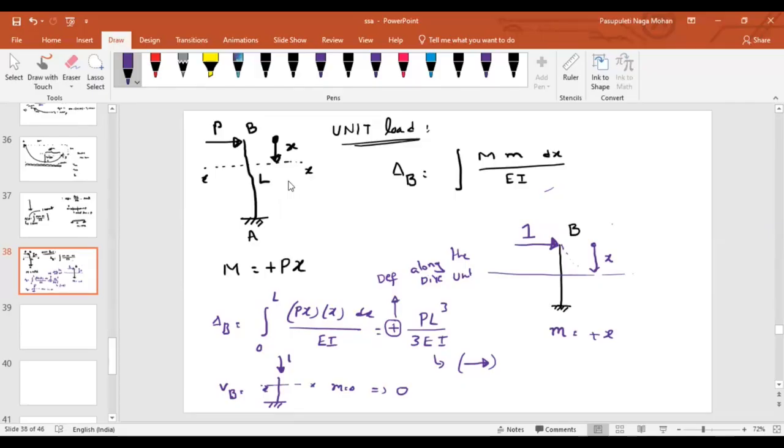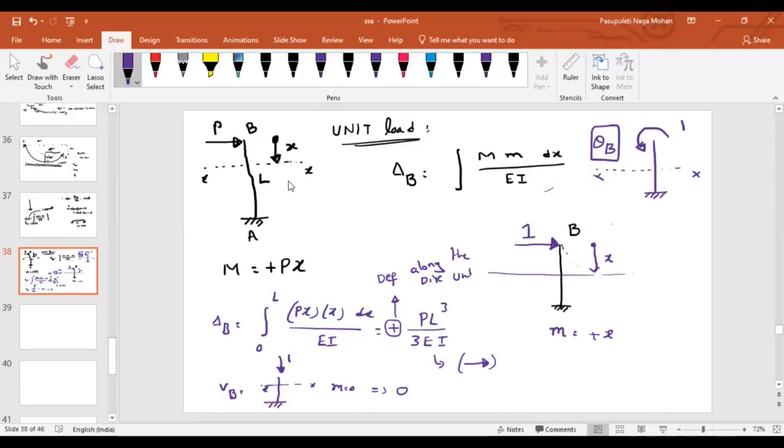Now, what will be my rotation at point B? How can I find the rotation? As I told you, if I want to find the deflection, I will apply a unit force. If I want to find the rotation, then obviously I will apply a unit moment. Let us assume that I have applied an anti-clockwise unit moment here. Let us say I am considering a section XX.